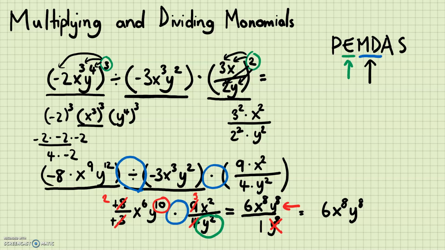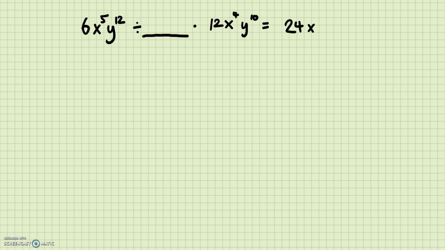Now, let's try one more question. It's a different kind of question, but we can use the same methods to solve this. We have 6x to the 5th, y to the 12th, divided by something, and we multiply this times 12x to the 4th, y to the 10th, and then we get 24x to the 7th, y to the 17th. And the question is asking, what goes inside this blank to make this equation true?